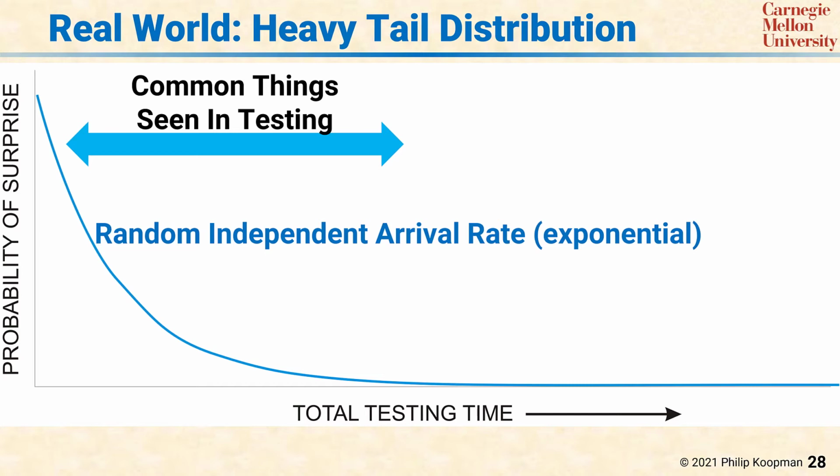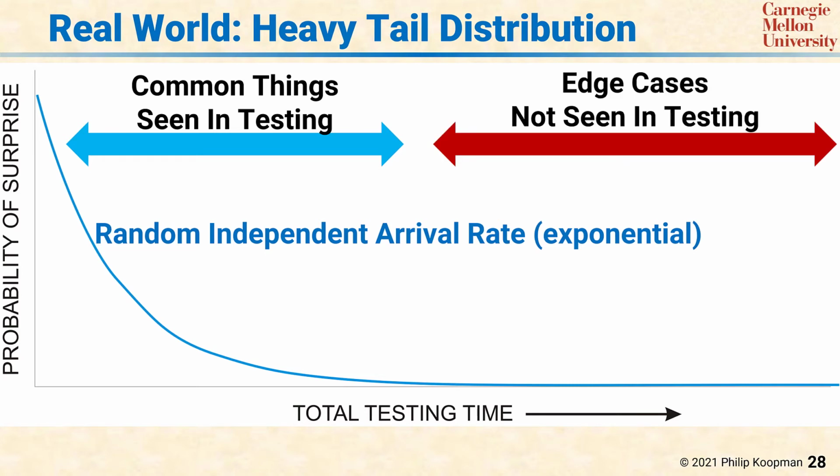And the idea here is that, sure, the curve goes to infinity, but there's essentially no area under the curve at all, and at some point there's really no point looking because you've sort of seen everything. To the right, underneath that curve, are the edge cases. They're not seen in testing, but the idea is if you push the total testing time far enough, you get to the point where you've seen essentially everything, and the edge cases will arrive so infrequently that you can accept that residual risk and just not worry about it.